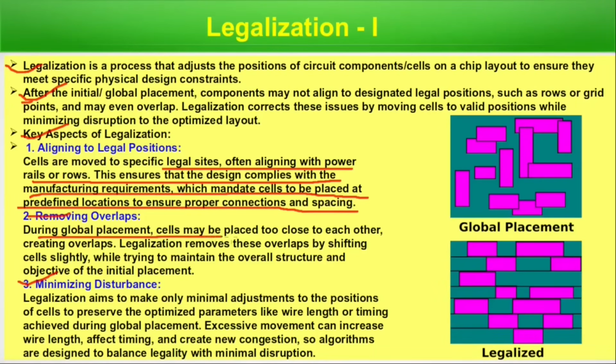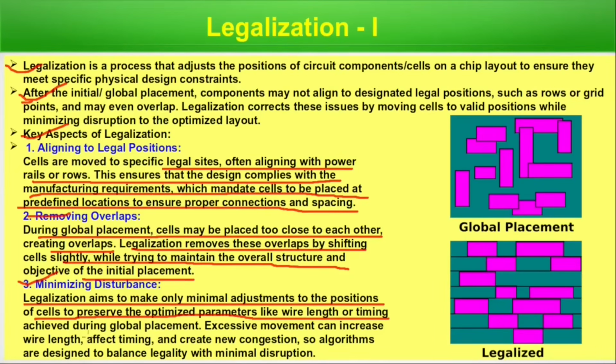Now, removing overlap. During global placement, cells may be placed too close to each other, creating overlaps. Legalization removes this overlap by shifting cells slightly while trying to maintain the overall structure and objective of the initial placement. And third, minimizing disturbance. Legalization aims to make only minimal adjustments to the positions of cells to preserve the optimized parameters like wire length or timing achieved during global placement. Excessive movement can increase wire length, affect timing, and create new congestion. So algorithms are designed to balance legality with minimal disruption.